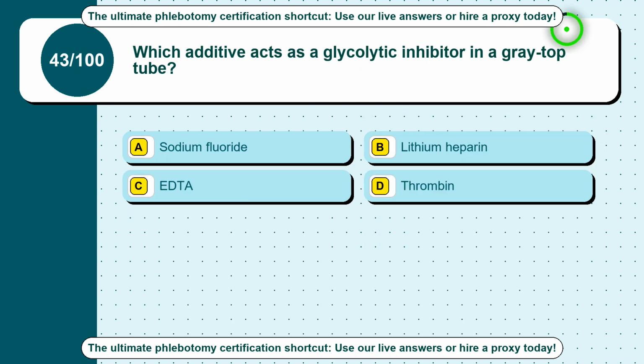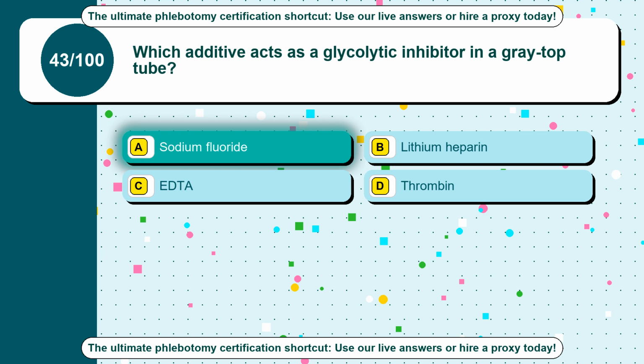Question 43. Which additive acts as a glycolytic inhibitor in a gray top tube? Option A. Sodium fluoride. Option B. Lithium heparin. Option C. EDTA. Option D. Thrombin. The correct answer is option A.